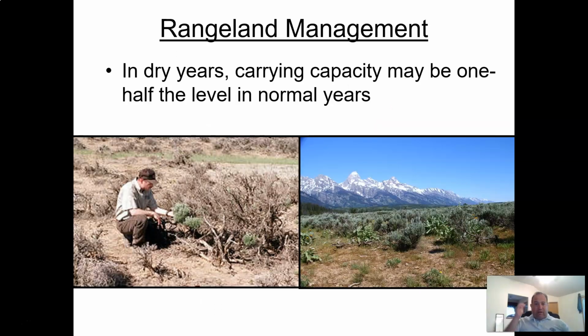So in dry years, your carrying capacity might be half the level that it is in normal years, because if you don't get that precipitation, you don't get the photosynthesis happening, so there might not be enough green stuff to eat. Now that can become problematic, and that's where you have to think about making the herd smaller, or you do supplemental feeding, and that's what you see a lot of these days, supplemental feeding through things like hay.